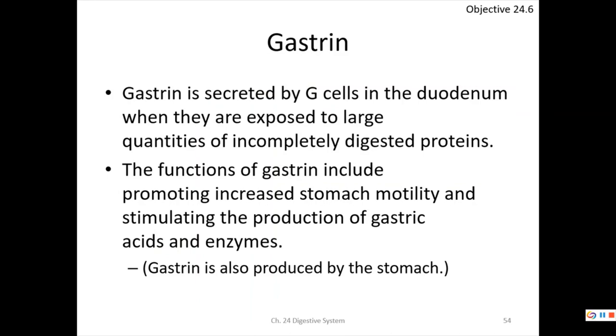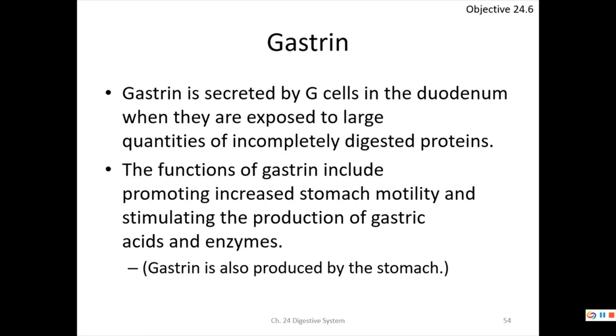Now, gastrin is also made by the stomach, but there are G cells in the duodenum. And when there are large amounts of incompletely or partially digested protein, the body is going to release gastrin to go to the stomach to increase its motility, which is going to make the stomach move more, but it's also going to make hydrochloric acid. It's also going to make pepsinogen production to help to break these proteins down, okay? It's going to enhance the digestive process, okay? Gastrin.